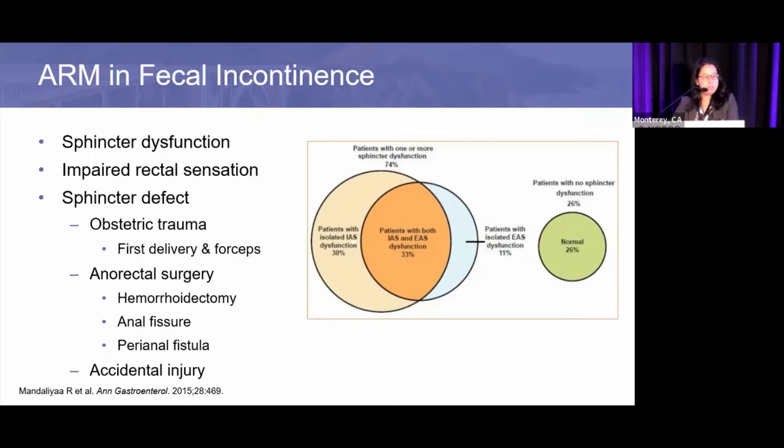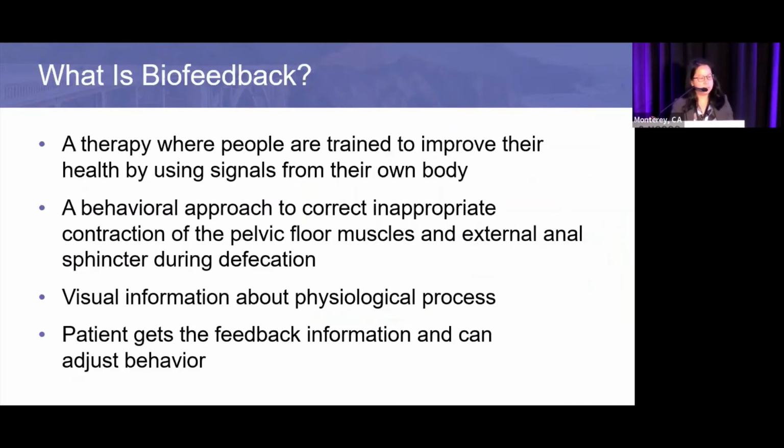People with surgery for anal fissure or perianal fistula or accidental injury. So when you put these patients with fecal incontinence through anorectal manometry, about 74% you can find with one or more sphincter dysfunction. And here is the number: isolated internal anal sphincter dysfunction, about 30%, those with both about 33%, and those with just isolated external anal sphincter dysfunction, about 11%, and those who are normal, about 26%.